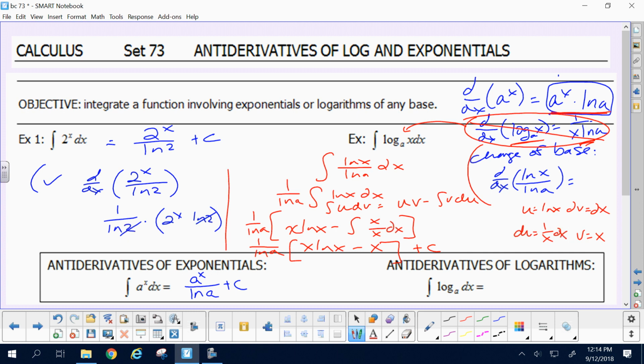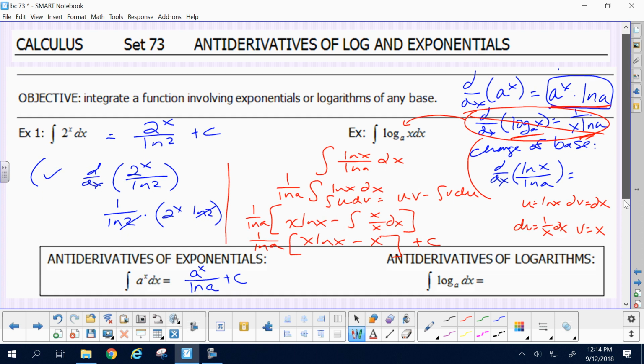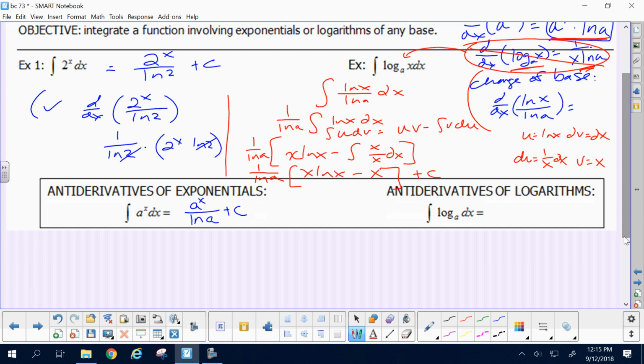So integrating log base a, if you are asked to show all the work, really involves change of base and then ultraviolet voodoo. But generally speaking, we could say the antiderivative of log base a is 1 over natural log of a, x natural log of x minus x plus c, and this comes from ultraviolet voodoo, or IBP, integration by parts, if you will. Okay? Are you with me?